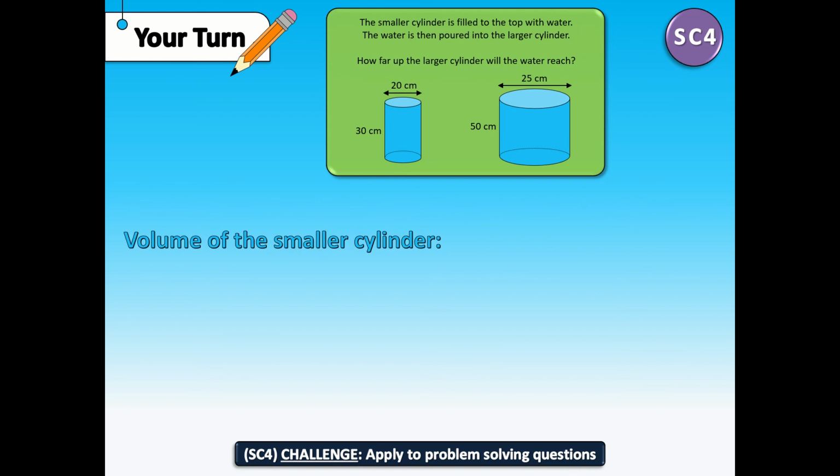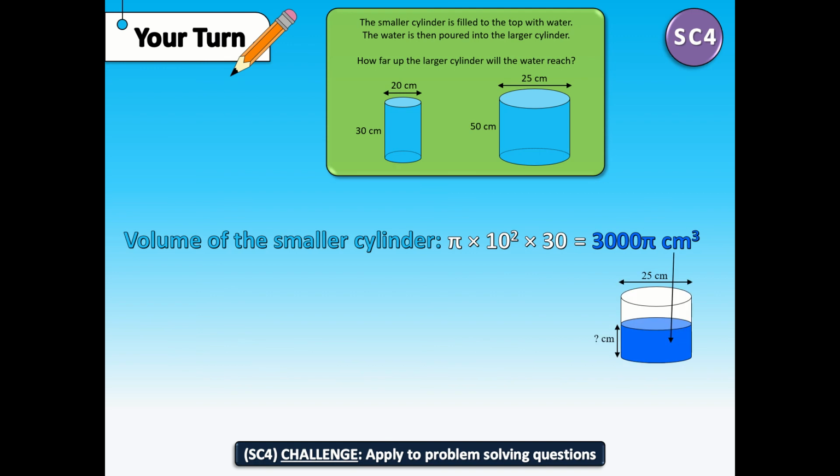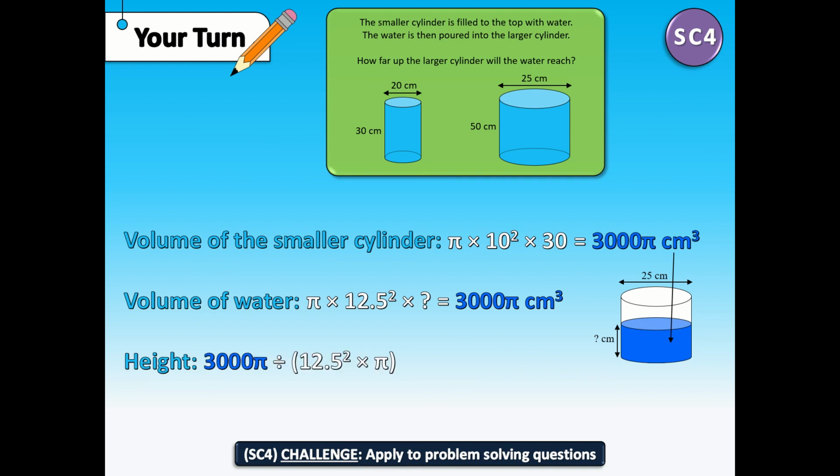So for the green question, work out the volume of the smaller cylinder, which is 3,000 pi, and that's poured into the larger cylinder. So we want to work out the height. The volume of water will be pi times 12.5 squared, then times by the height, which we don't know, but we know that will equal 3,000 pi. So the height will be 3,000 pi divided by 12.5 squared times pi, which is 19.2. So the height of water in the second cylinder would be 19.2 centimeters.